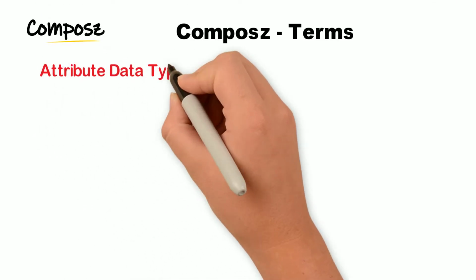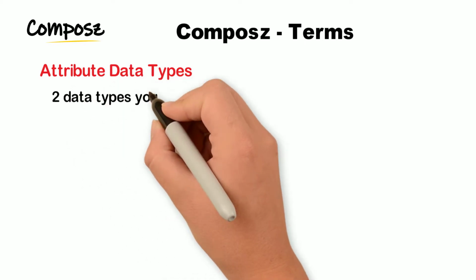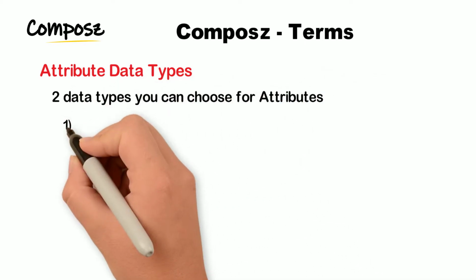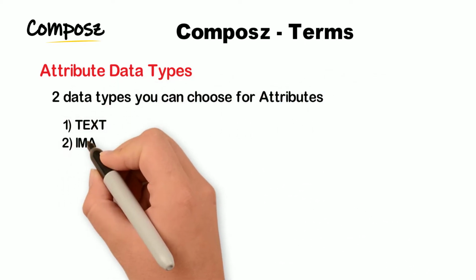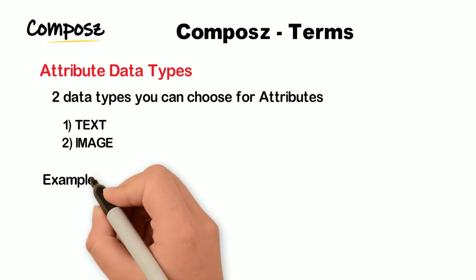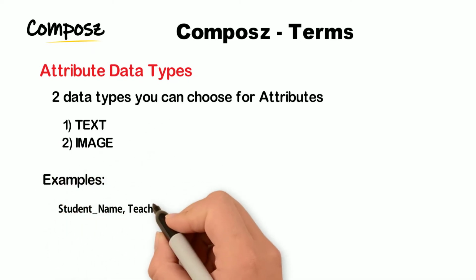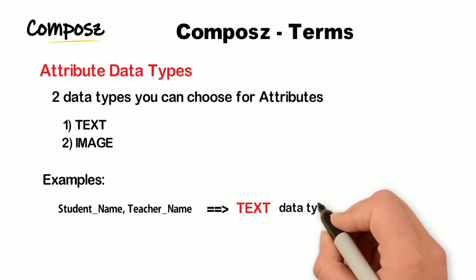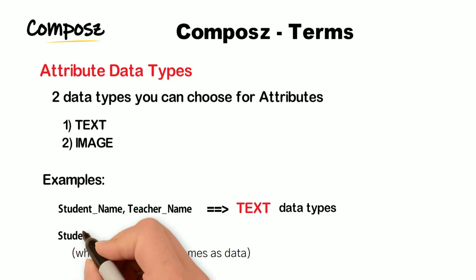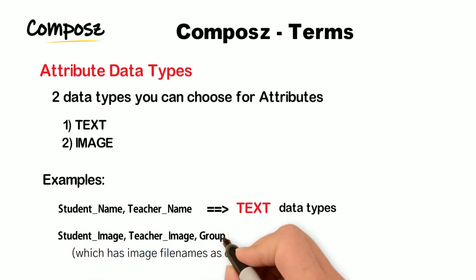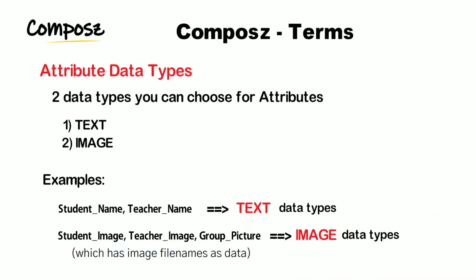Attribute data types. In Composz, there are two data types you can choose for attributes. First one is text data type, and the other is image data type. For example, attributes like student name, teacher name should choose text as data types, and attributes like student image, teacher image, group picture should choose image as data types.